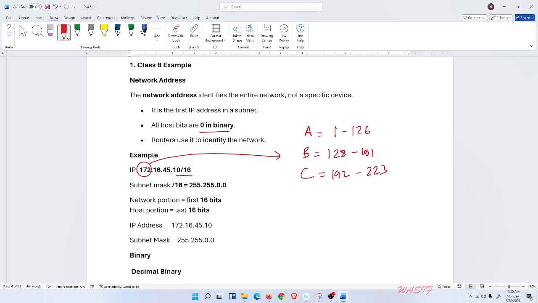This 172 lies between 128 and 191, so this is class B. Now look at here very carefully. If it is class B, what did I say? Because these are the things that you need to memorize.